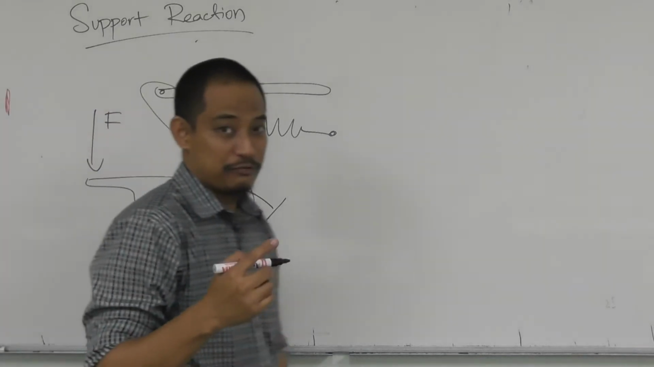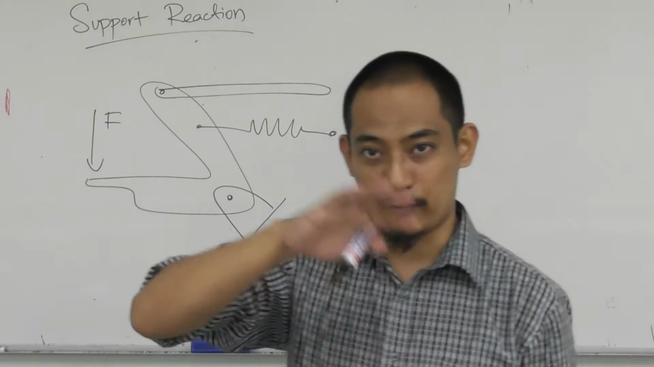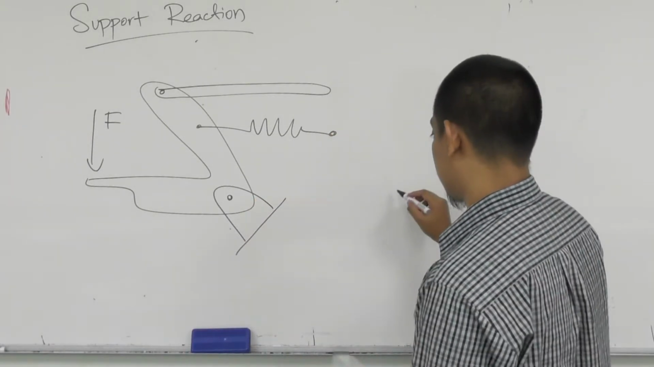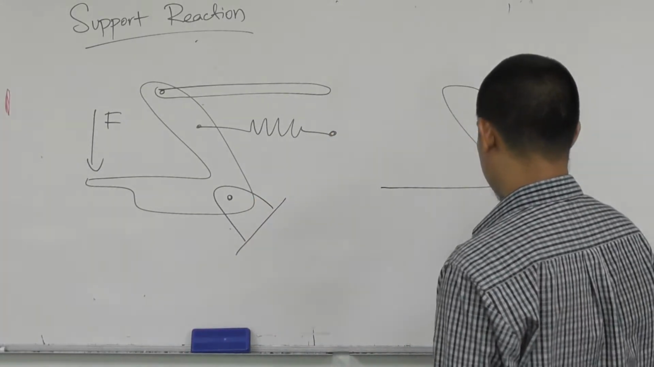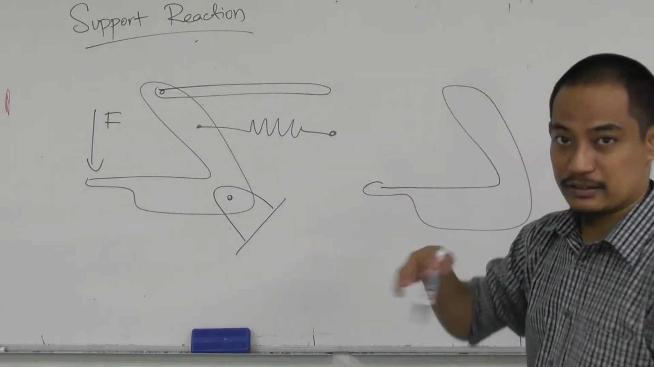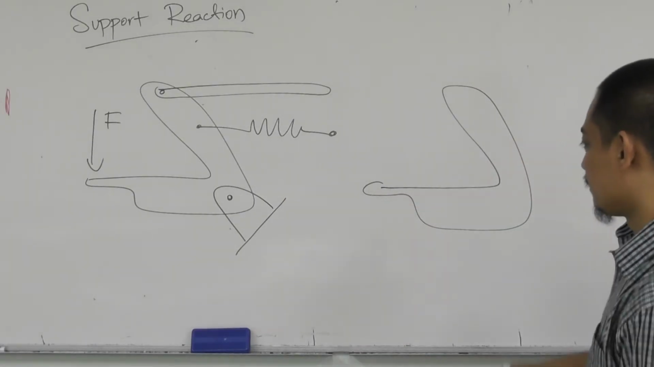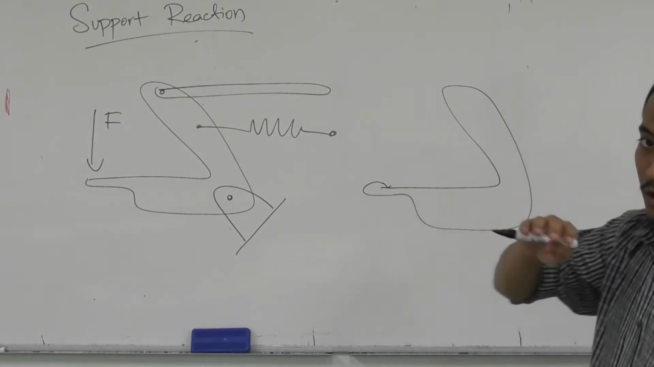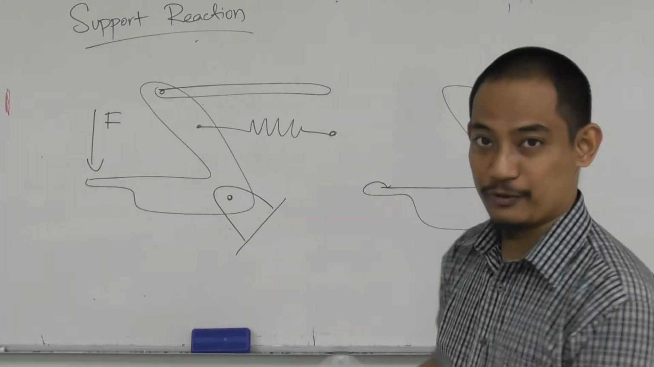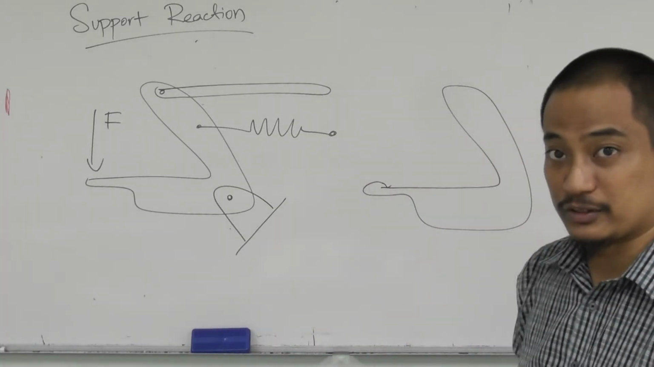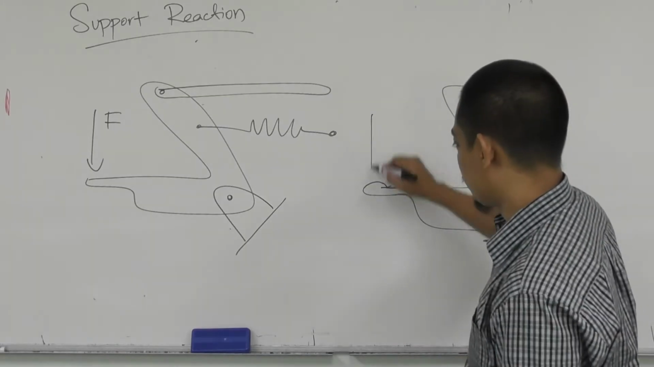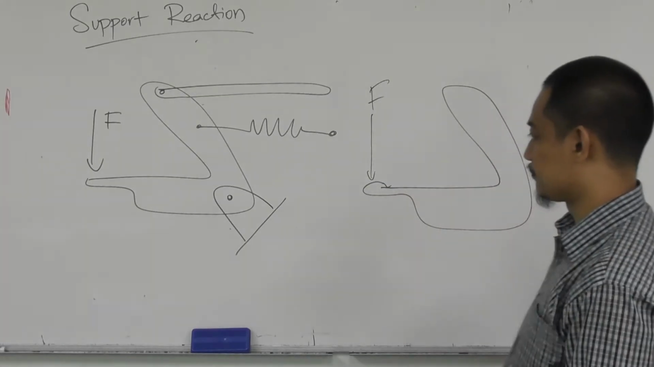Again, when you draw the free body diagram, the first step is to draw the outline shape of the body. In this case, it's something just like that. That's the outline shape, right? And then you draw all the dimensions and all the forces. I'm just focusing on the forces right now. So here you actually have the force F.